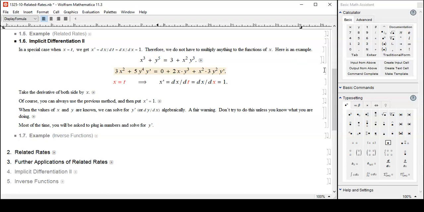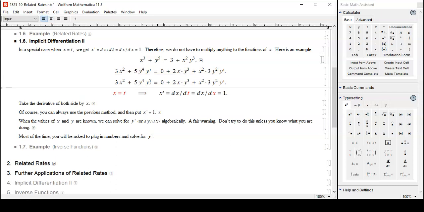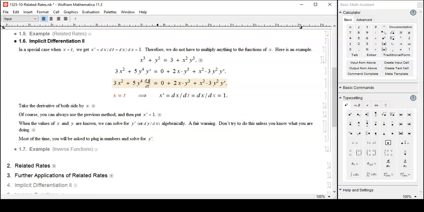Now that was French notation, and if you prefer German notation, here we go. You have to replace this y prime by dy dt, right? And this one too. But then again, x and t are the same in this particular case. We're considering the special case when x and t are the same, all right? So dy dt, here, t is the same as x, so let's write dy dx.